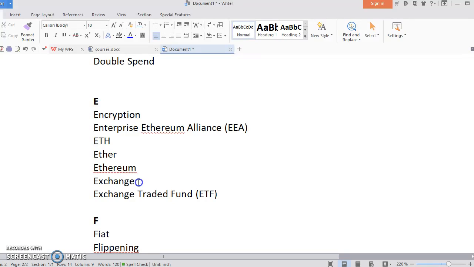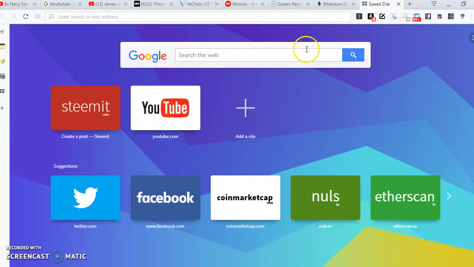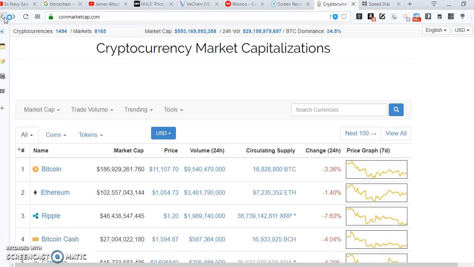And then you have an exchange. I've explained that an exchange is basically like in those days when you traded by barter. You have a certain type of good, and you want another good, so you give what you have to get what you want. So an exchange is basically where you have certain cryptocurrencies.